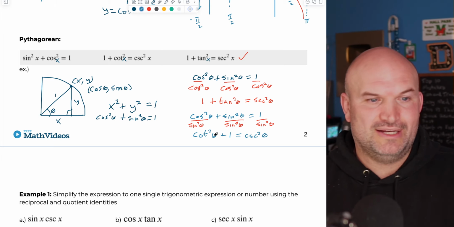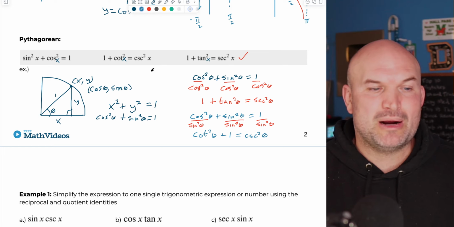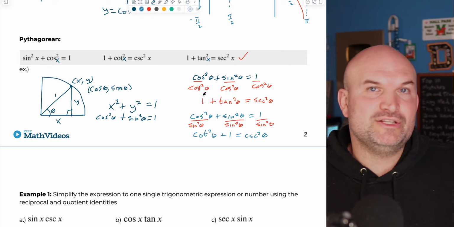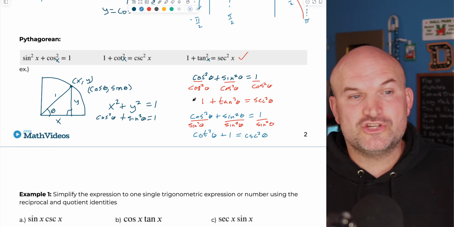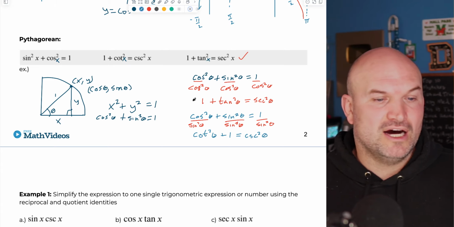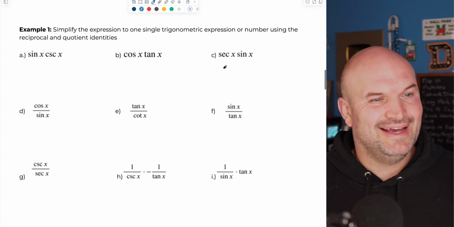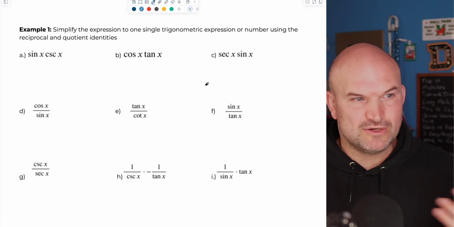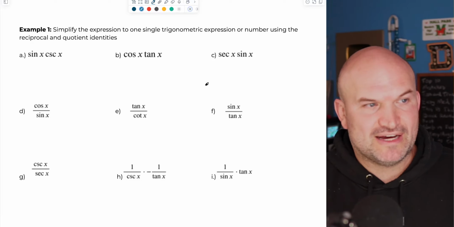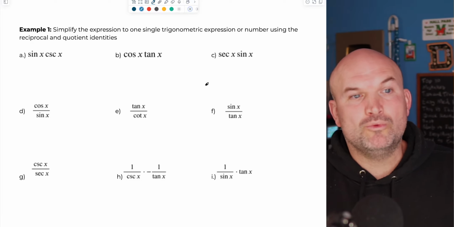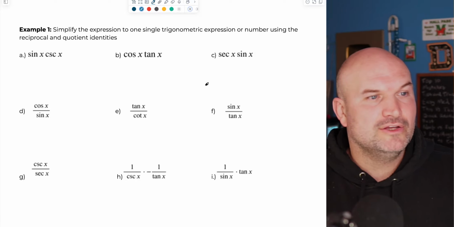Now, obviously, you could just go ahead and rearrange that on the cumulative property, but it's important to see we're going to be doing some manipulations so that we can simplify these trigonometric expressions. So let's get into these examples and get some practice, right? Some just basic ones to see how we simplify. Simplify the expression to one trigonometric expression or number using these identities.